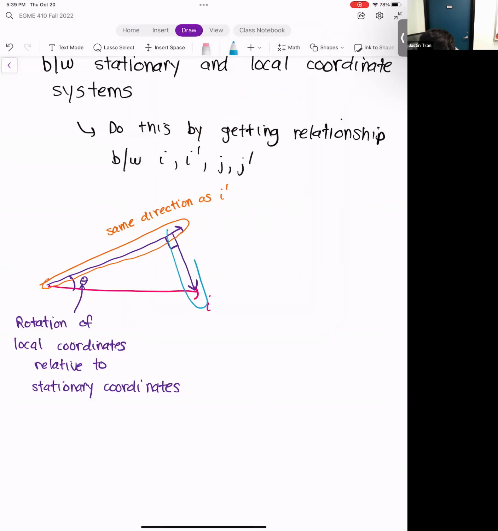Whereas this vector right here, well, this one's actually pointing down to the right, and so this is in the same direction as the minus j prime direction. Okay.